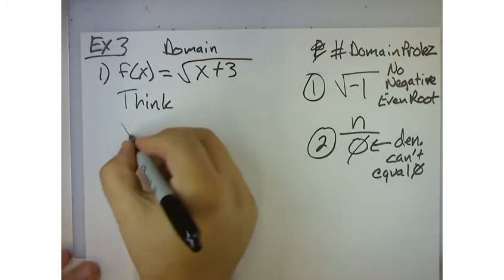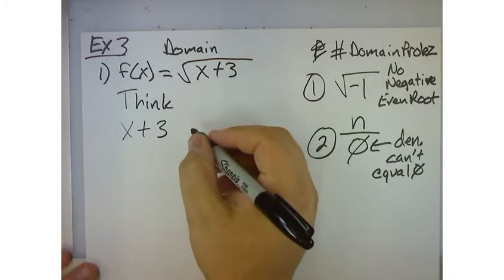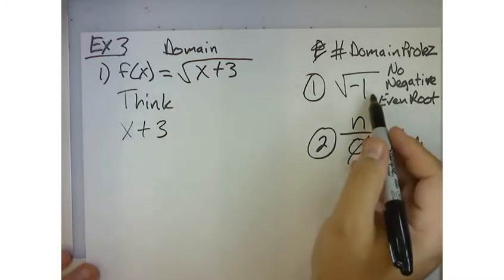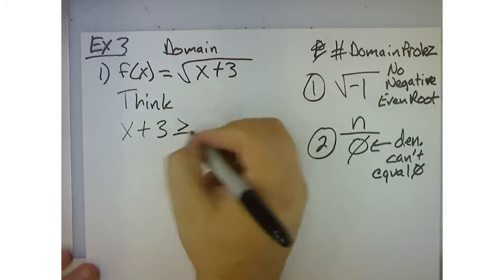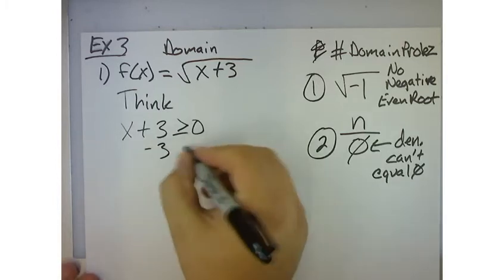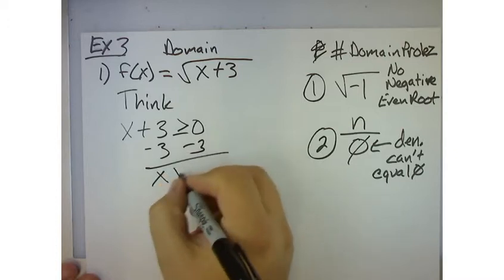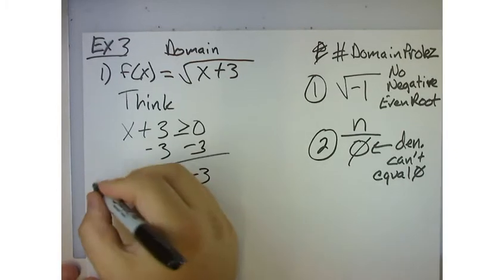So what does this mean? It means that x plus 3 can't be negative. So what's a fancy math way of saying it can't be negative? Greater than or equal to 0. Does that make sense? So if I just subtract 3 from both sides, I get x is greater than or equal to negative 3. And that is my domain.